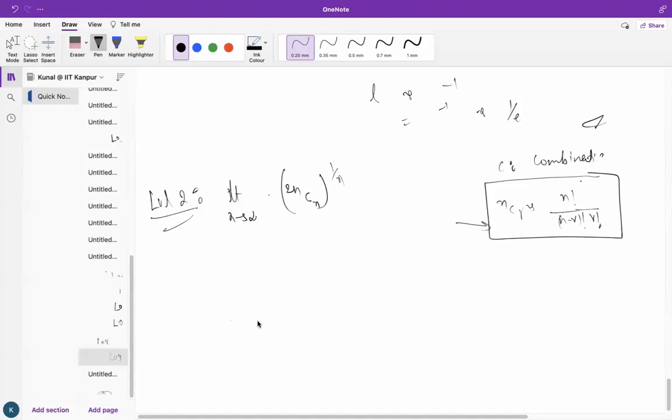So let's start. Our limit L is equal to limit n tending to infinity. How can we write this? It would be like 2n factorial by n factorial into n factorial. Use this formula. I'm just using the combination formula, I'm doing nothing extra. So we get the result of this.